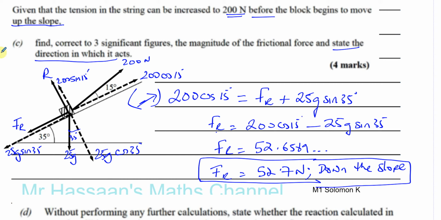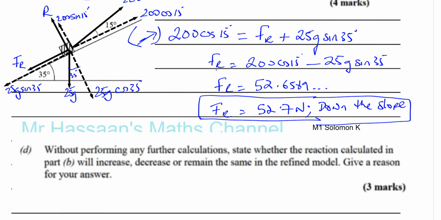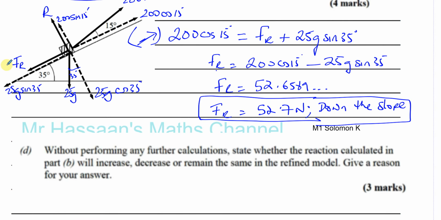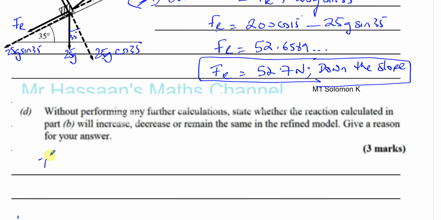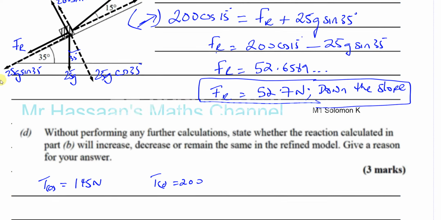Now part D says, without performing any further calculations, state whether the reaction calculated in part B will increase, decrease, or remain the same in the refined model. Give a reason for your answer. Well, remember the tension in part A was 145 newtons, and the tension in part C is 200 newtons. So basically the tension has increased.